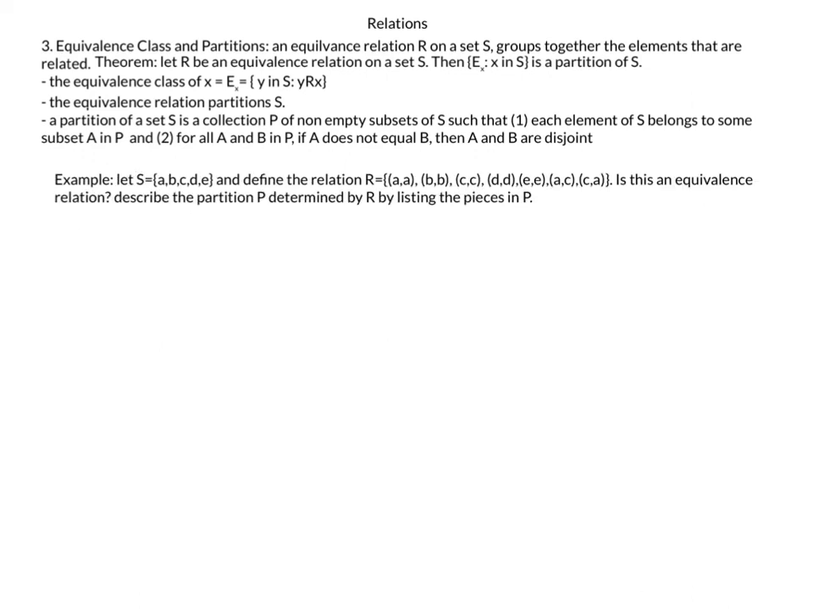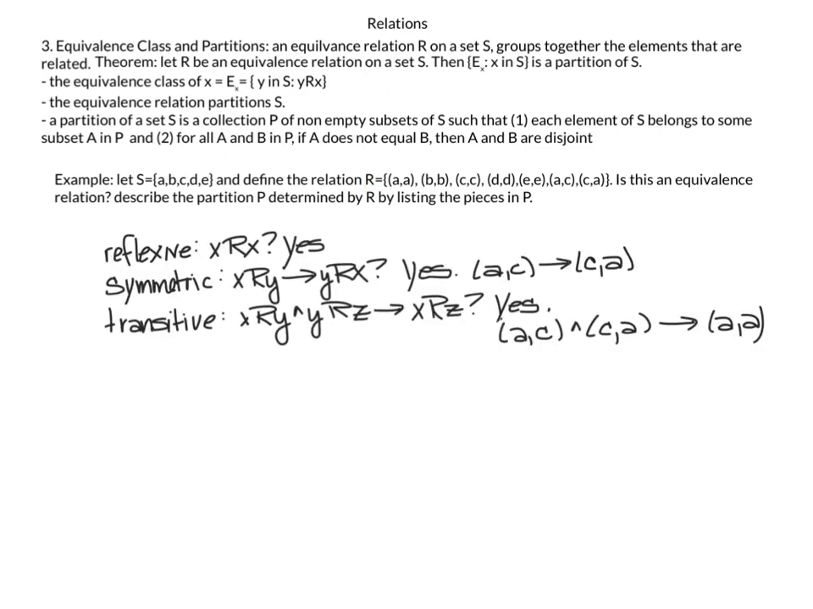So our next example: let S be the set {A, B, C, D, E}, and define the relation R as the ordered pairs (A,A), (B,B), (C,C), (D,D), (E,E), and the ordered pairs (A,C) and (C,A). Is this an equivalence relation? If so, describe the partition determined by R by listing the pieces in the partition P.